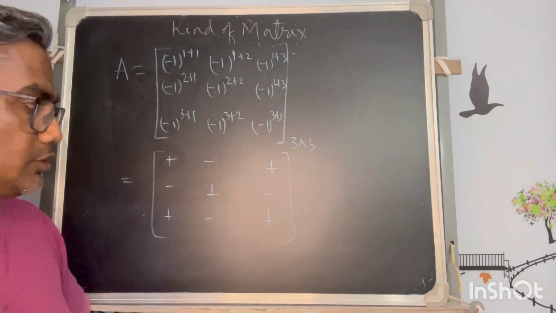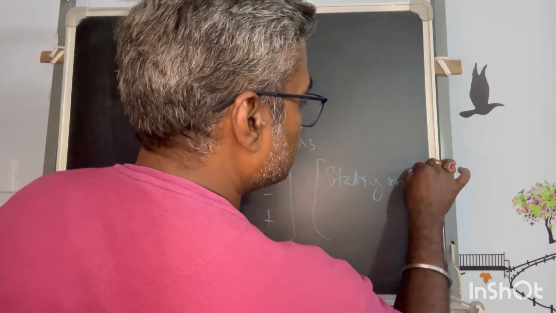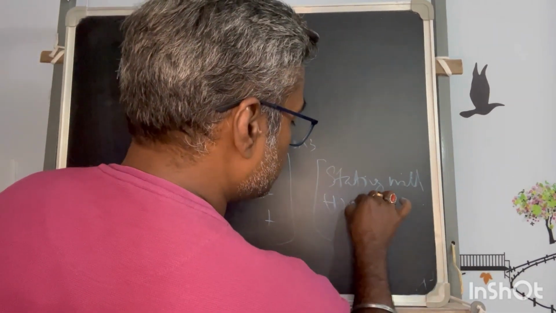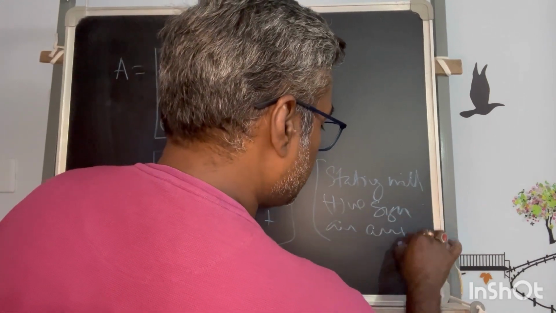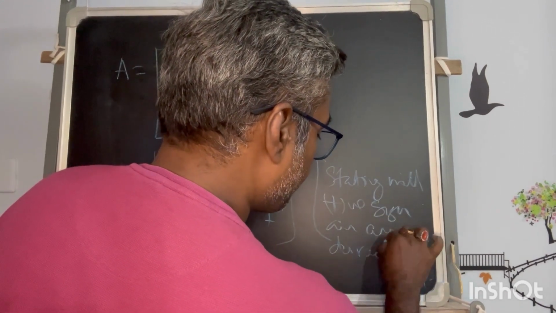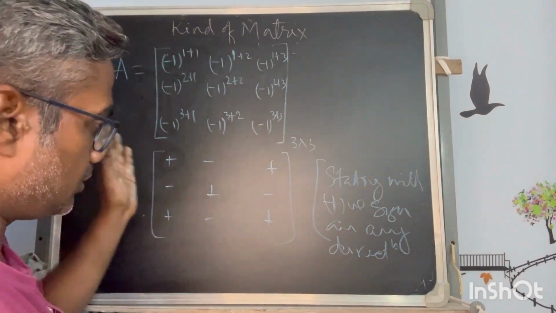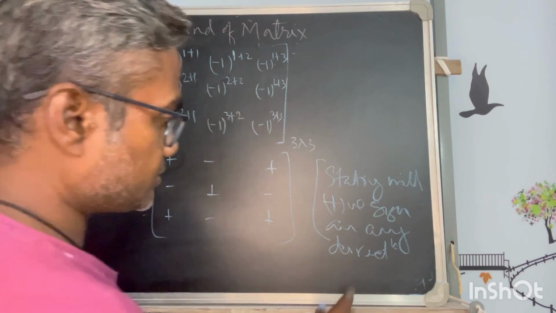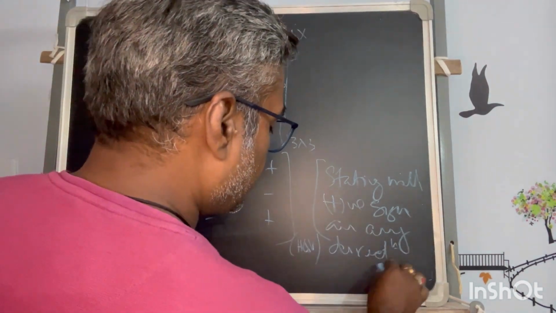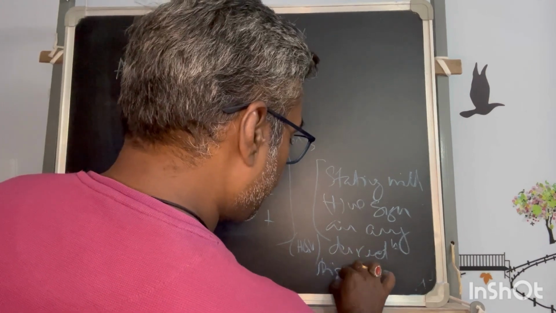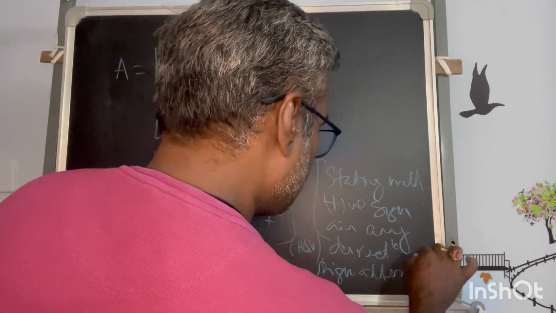That's all. So, starting with a positive sign, in any direction, meaning horizontal and vertical, not the cross direction, the sign alternately changes.